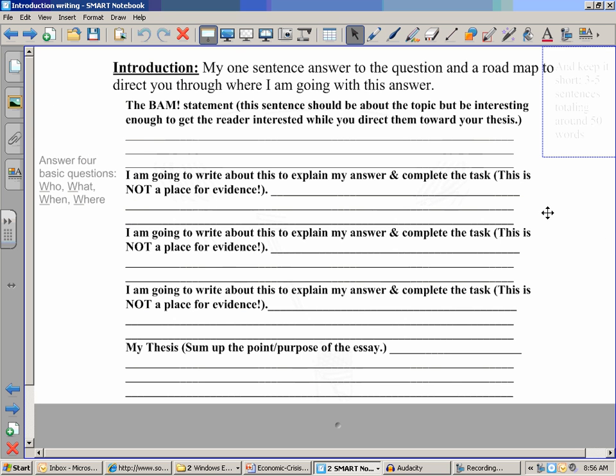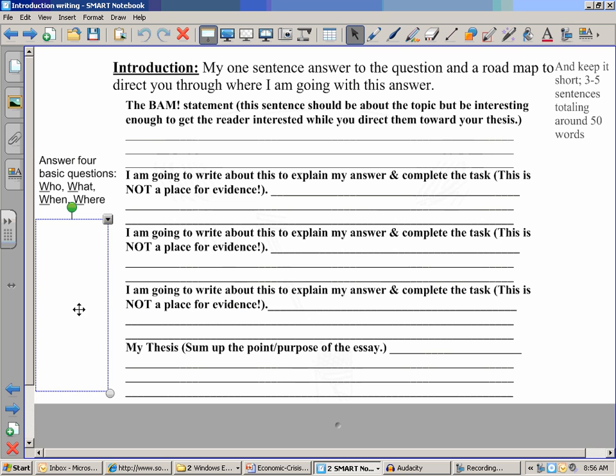Now, this introduction paragraph is only going to be 3 to 5 sentences long, somewhere around the 50 words in length. And as I mentioned, you are going to have most likely an introduction of who, what, when, and where, although not a lot of description. And this is also a great place to add any key terms that will help us understand where we're going with this essay.